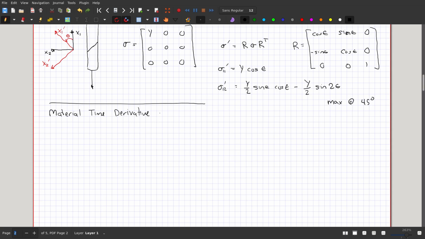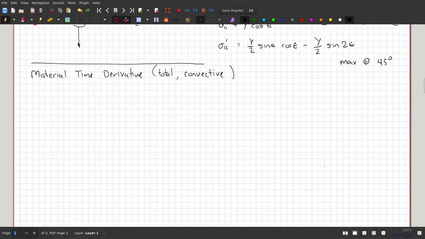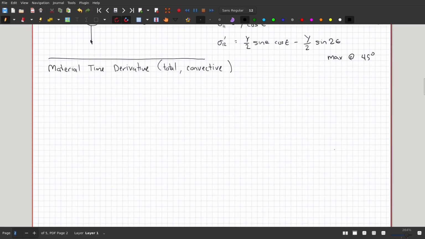This is also sometimes called the total derivative or the convective derivative. And this is a concept that, while the equation's not hard to understand, exactly what it was took me a while to really wrap my head around, to develop a good thought experiment. But I think I have.